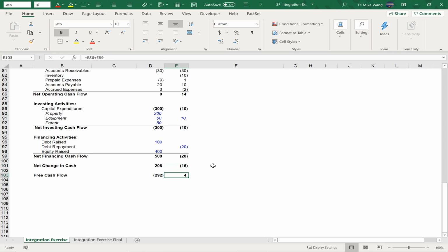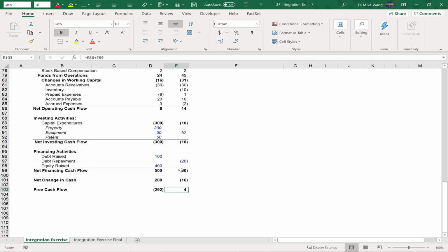Our free cash flow is 4. And even though our net change in cash is negative, it's not necessarily bad, as cash was used to invest into the business. $10 was used to purchase more equipment, and $20 was used to pay back debt.